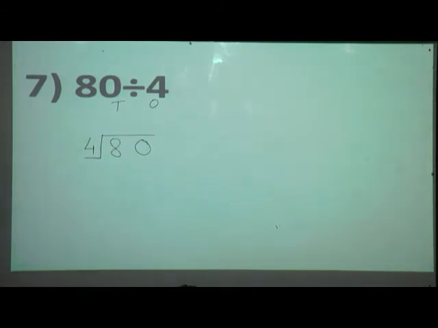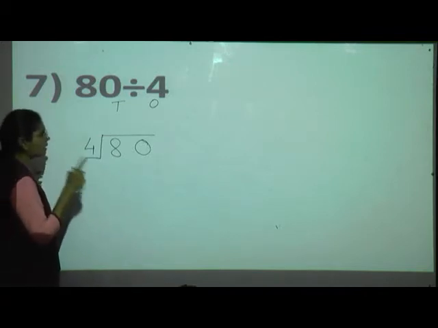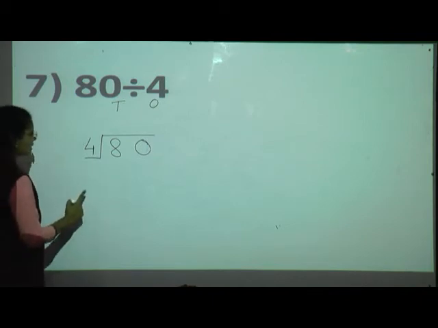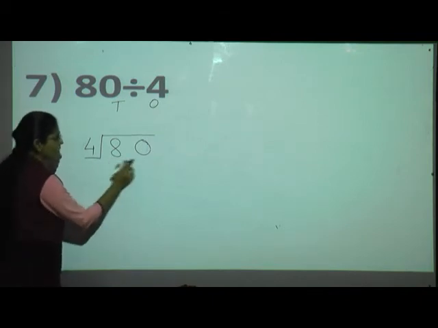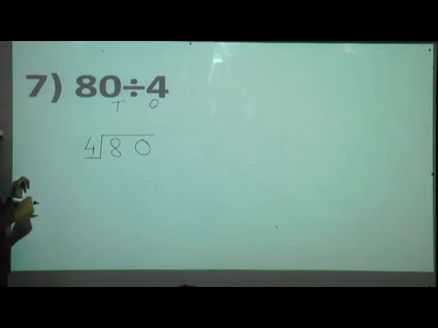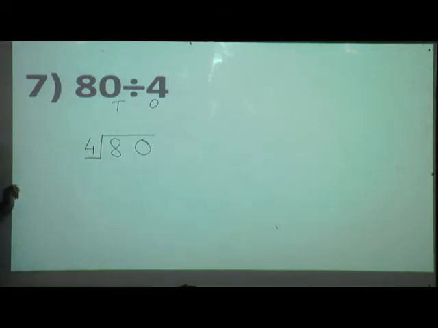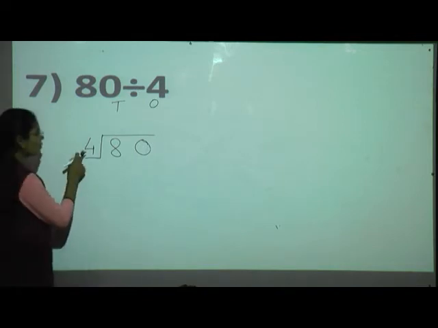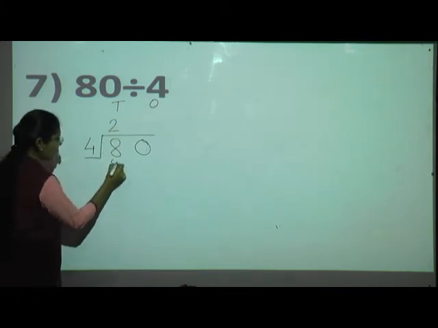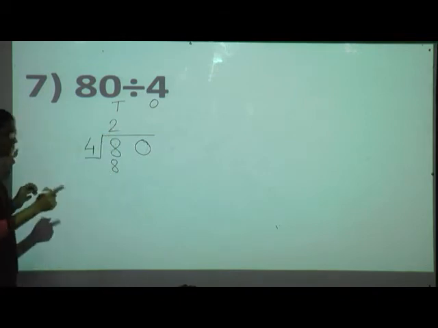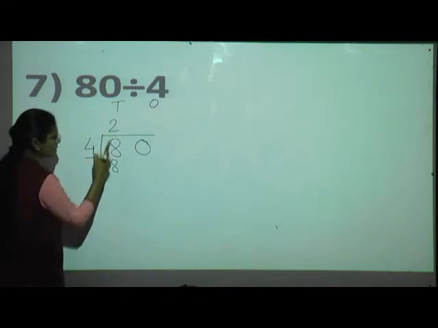Now one thing you should keep in your mind: while doing division, you have to start from the left side. Here in the left side of 80, 8 is there. Now in 8, how many 4's are there? Yes, 4 2's are 8. Say 4 2's are 8. You have to say and then write 4 2's are 8.